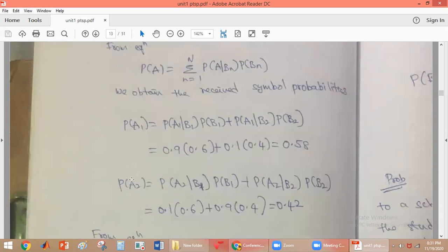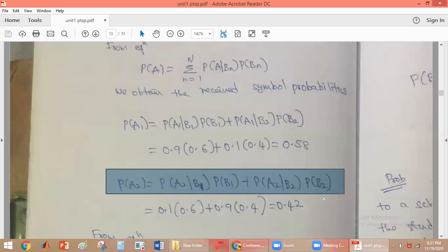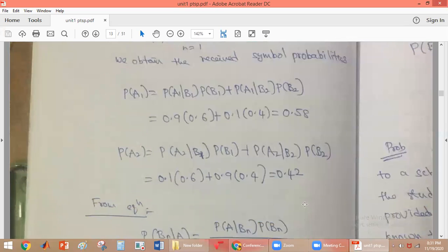Similarly, we find the probability of A2. For probability of A2, just replace A with A2 in this equation. Expand this equation for n equal to 1 to 2. So what you get is probability of A2 given by this formula, and the corresponding values are given in the problem. Substitute, then you get probability of A2 equal to 0.42.